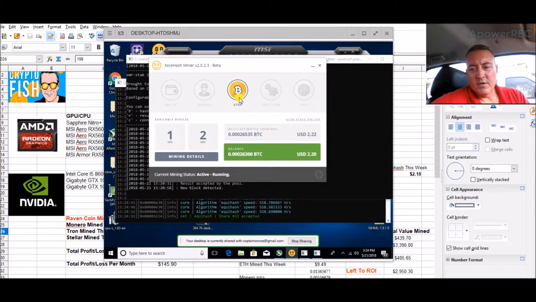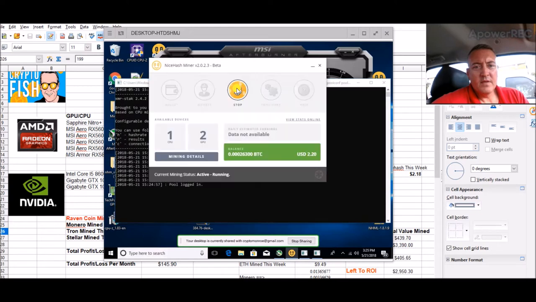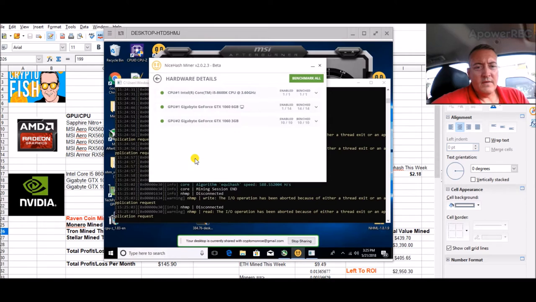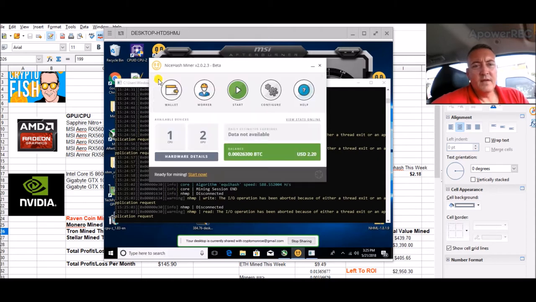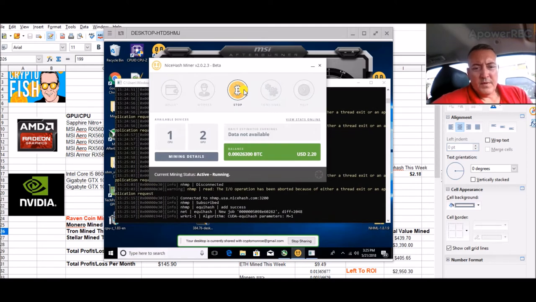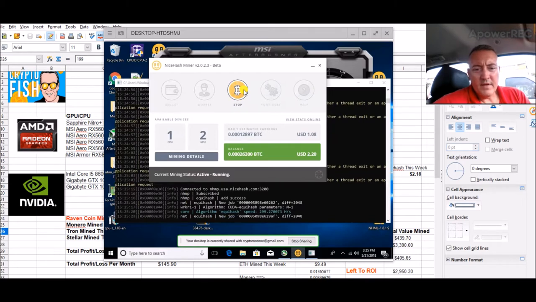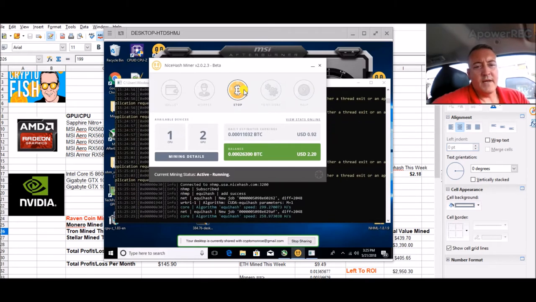Let me stop this real quick. If it'll let me. Let's hit stop. Let's go to hardware details. Let's turn the CPU off. And let's start first with the 3 gig, 1060 3 gig. And let's see what that's doing. We'll let it spool up here a little bit. I think, what are we mining right now? We're mining, looks like, Equihash right now. As you can see it right below here.